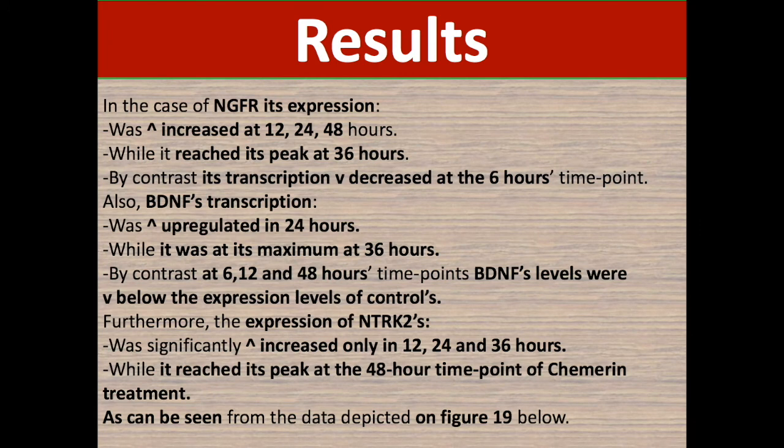In the case of NGFR, its expression was increased at 12, 24, and 48 hours, while it reached its peak at 36 hours. By contrast, its transcription decreased at the 6 hours time point. Also, BDNF's transcription was upregulated at 24 hours while it was at its maximum at 36 hours. By contrast, at 6, 12, and 48 hours time points, BDNF's levels were below the expression levels of controls. Furthermore, the expression of NTRK2 was significantly increased only at 12, 24, and 36 hours, while it reached its peak at the 48-hour time point of Chemerin treatment, as can be seen from the data depicted in Figure 19 below.